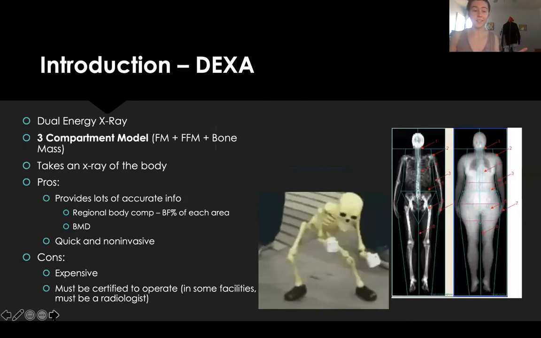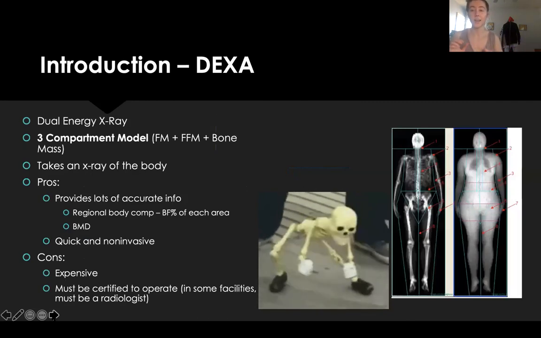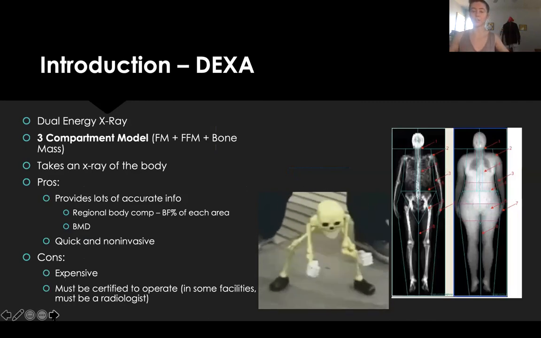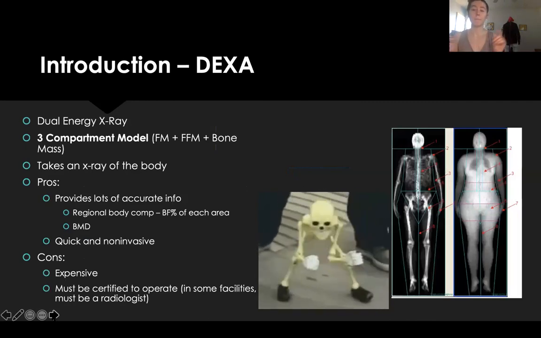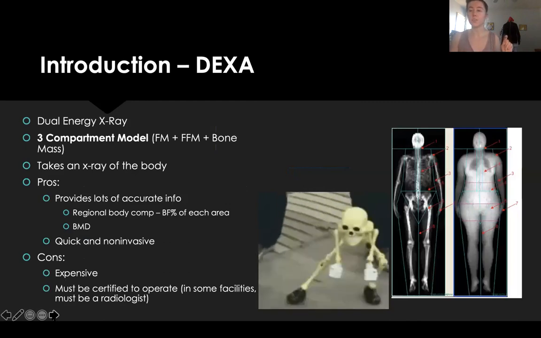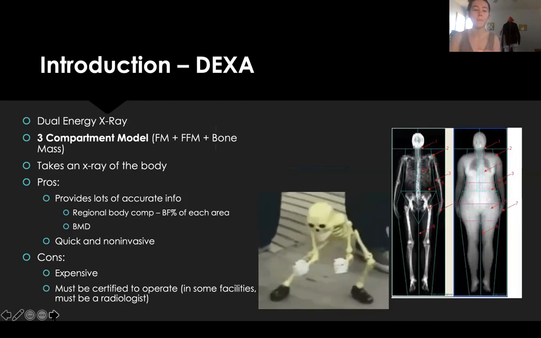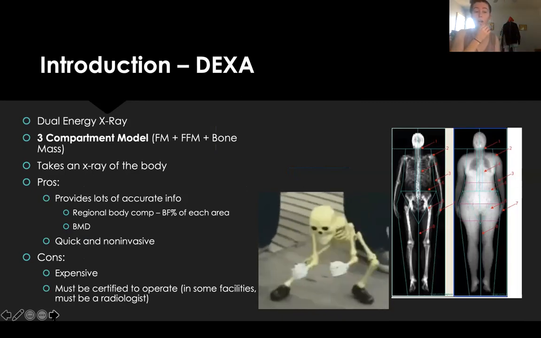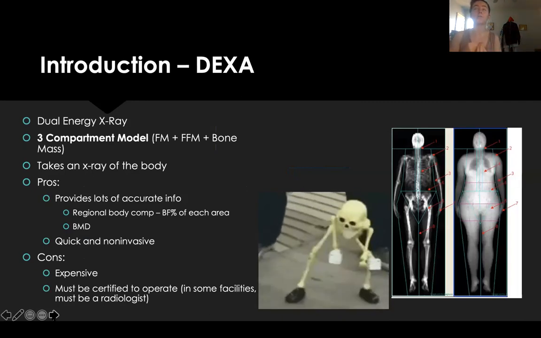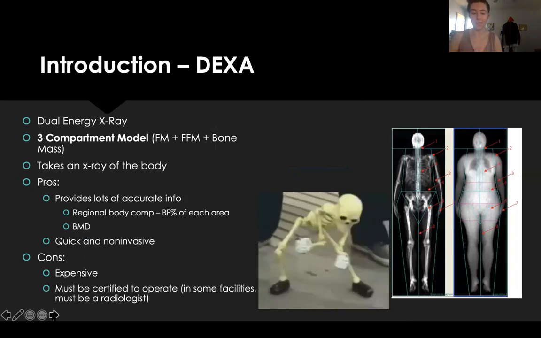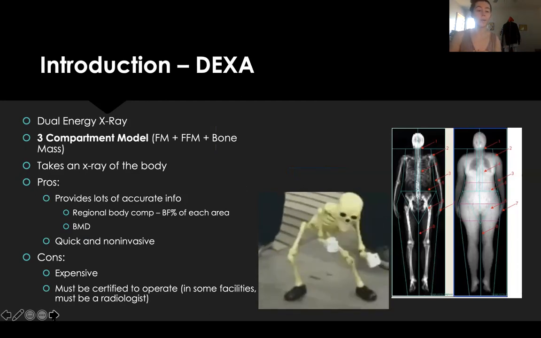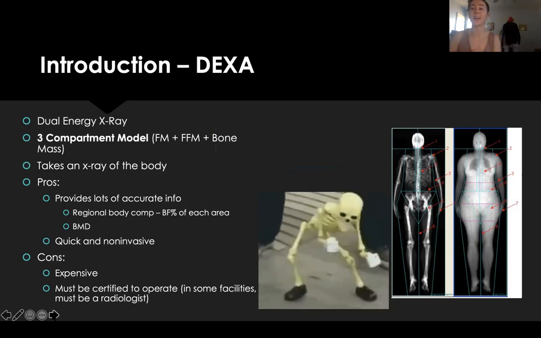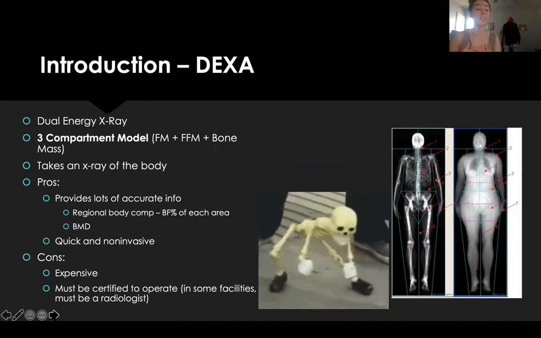Like I said before, DEXA. DEXA is basically an X-ray. It's a full body X-ray, and it measures bone mineral density. It measures your fat mass, your fat-free mass. So this means it's a 3-compartment model. It provides a lot of really accurate information. And it's quick, non-invasive. You don't have to pinch anyone's skin. You don't have to have them undress or anything like that.